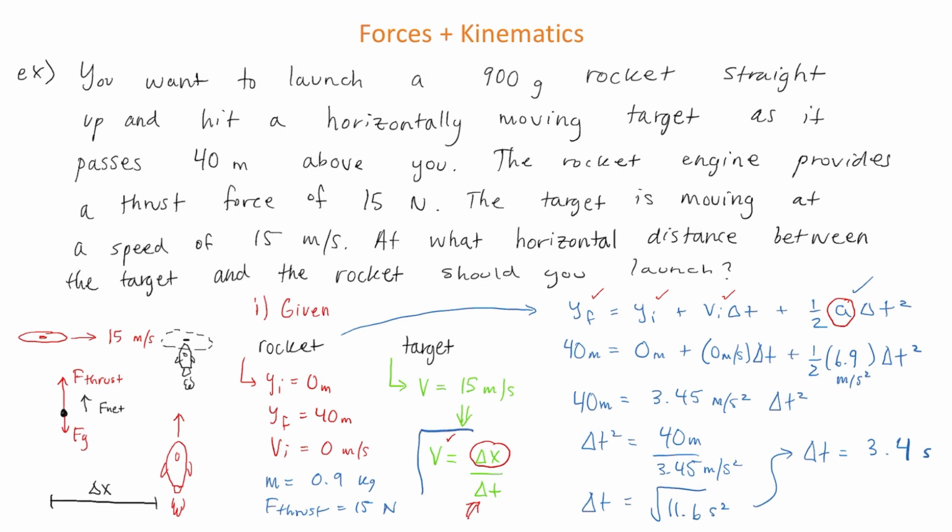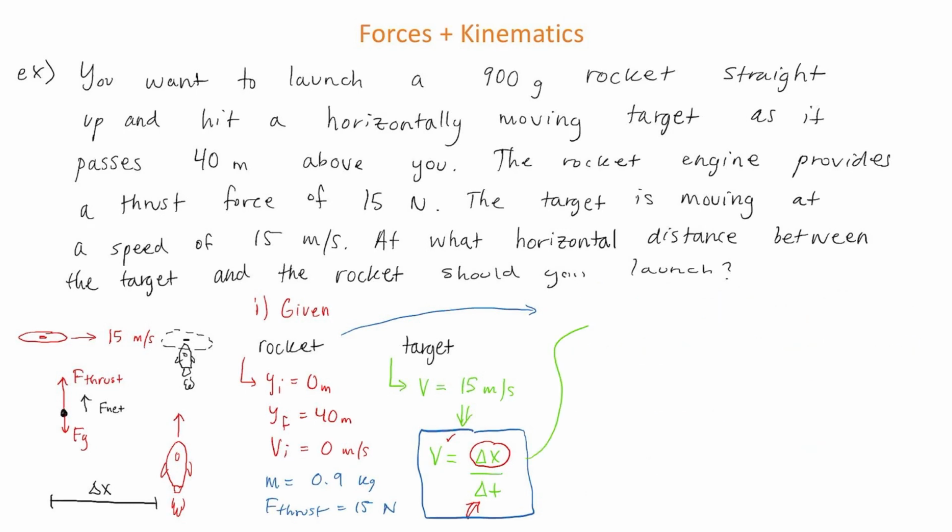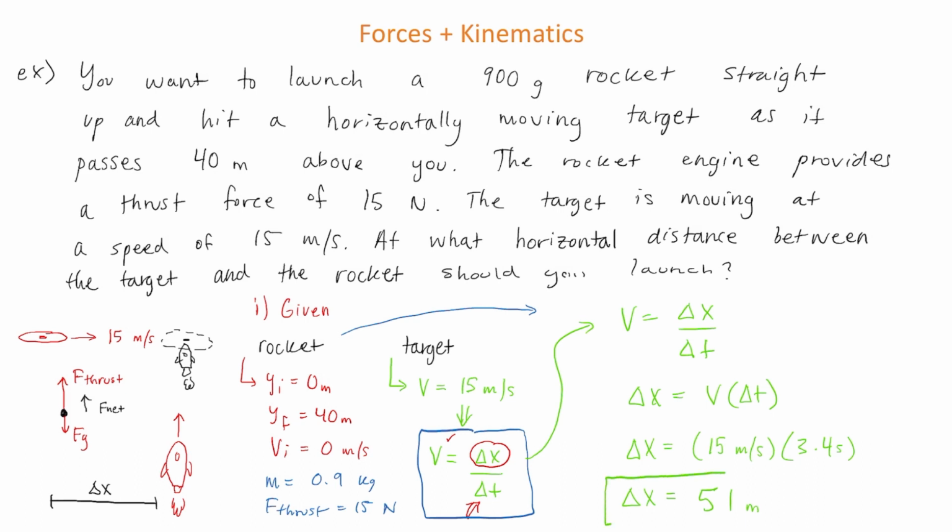And now that we have delta t, we have everything we need to solve for delta x in our target's uniform motion equation. So using the v is equal to delta x divided by delta t equation, I can rearrange and isolate for delta x, plug in my values for v and delta t, and we find that delta x is equal to 51 meters. That means the distance between the rocket and the target should be 51 meters when we launch the rocket up. And that's how you use forces and kinematics to solve questions when an object is in motion.